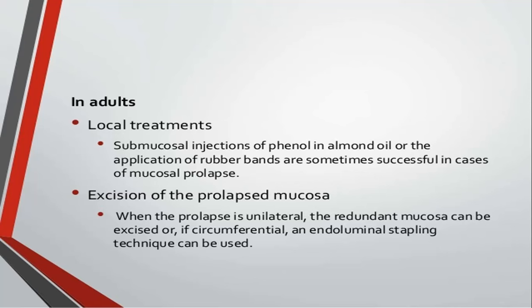Excision of the prolapsed mucosa: when the prolapse is unilateral, the redundant mucosa can be excised; if circumferential, an endoluminal technique can be used. So excision is not always the choice. As it is unilateral, you can excise the extra mucosal part which is coming out from the anal margin. But if it is wholly circumferential, you can go for stapling. You push the mucosa to the upper position, inside the anal area, and then apply the endoluminal stapling.